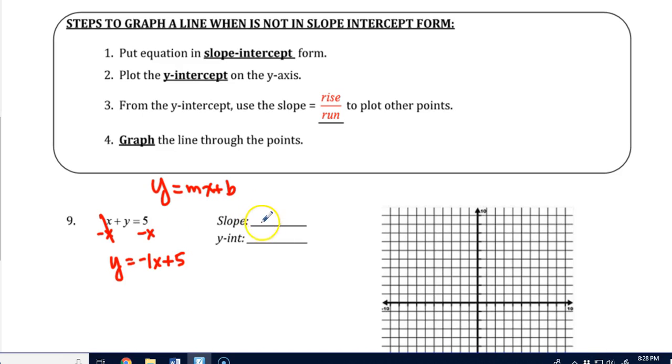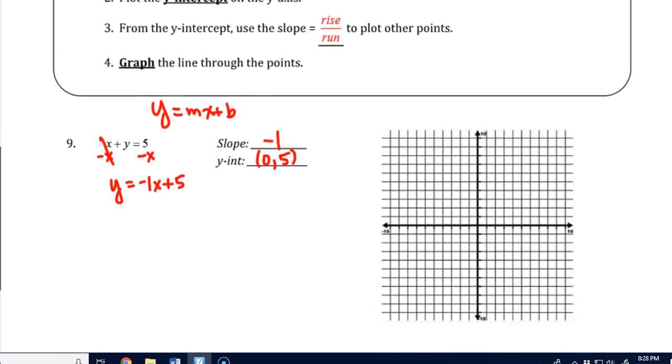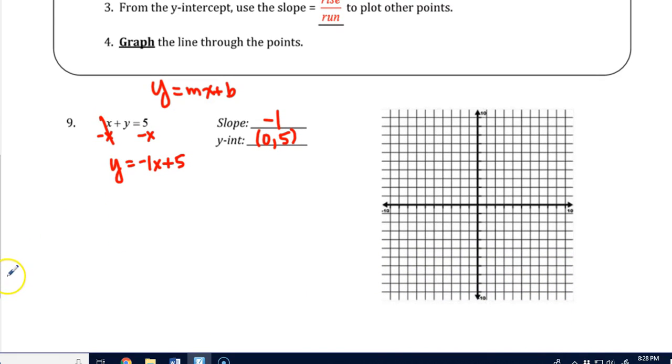Okay, so hopefully you proceeded to find the slope to be negative 1 and your y-intercept to be 0, 5. And if you haven't done so, please make this graph. All right, so hopefully you took time to make this graph. Please use that pause button. That's the only way to learn, right, is to do it on your own.